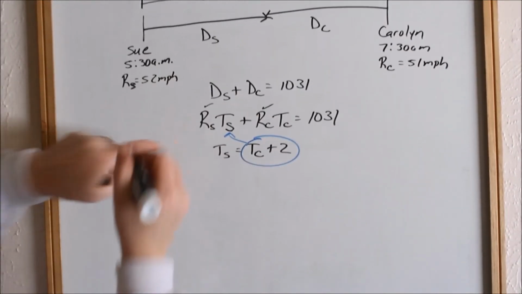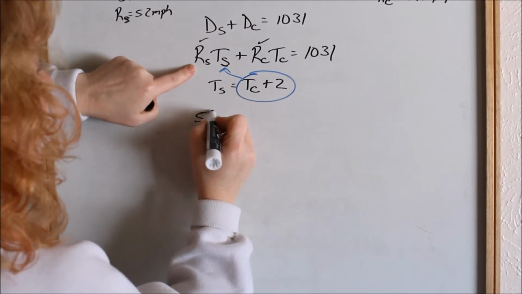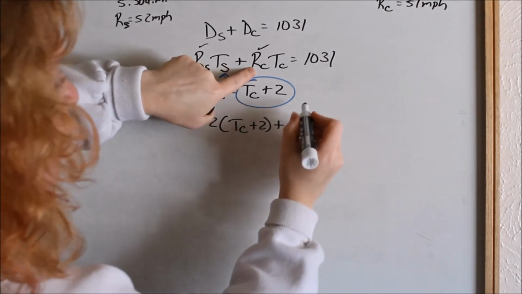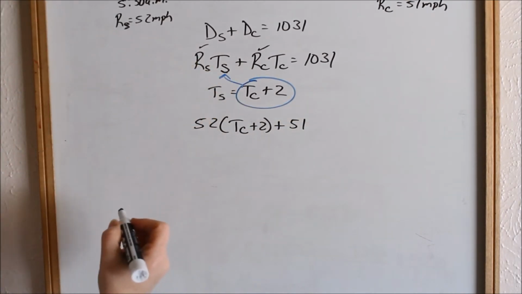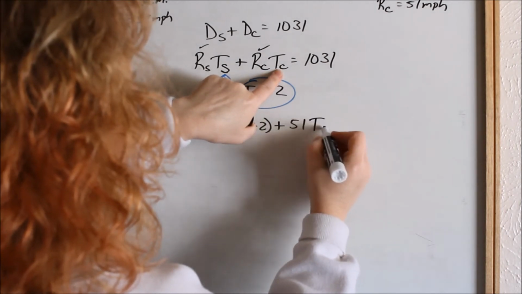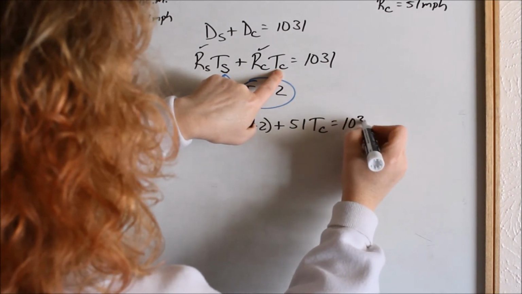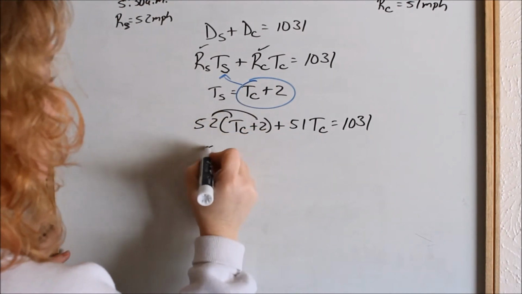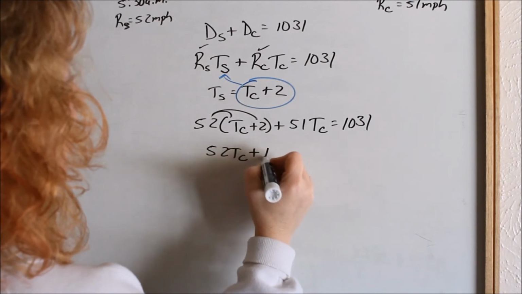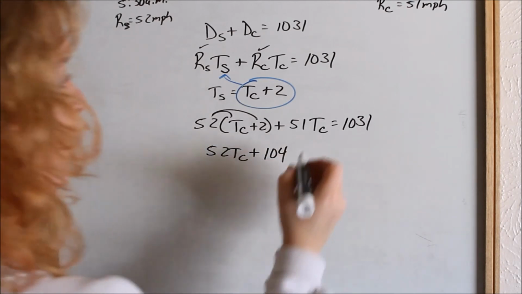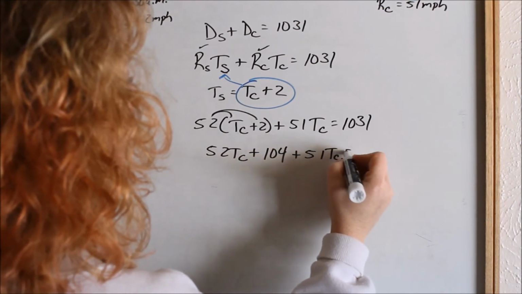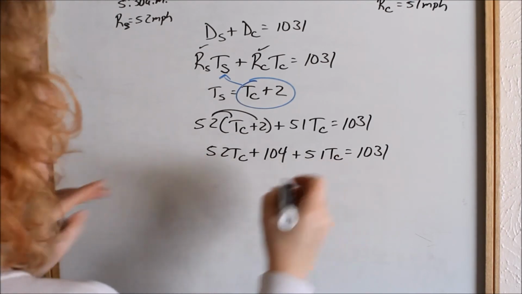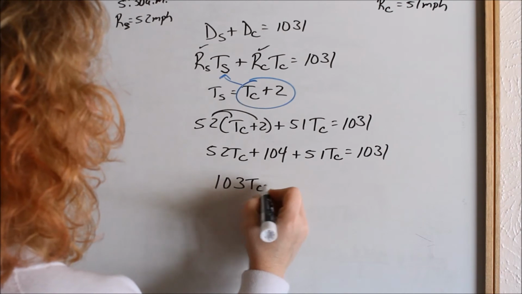So now let's fill in what we know. We know Sue's rate is 52. We're going to use substitution for that. Plus Carolyn's rate is 51. Everything was in miles and hours, so make sure all my units are good. And then we don't know Carolyn's time, so we leave that. Now the only unknown we have is TC, and that's good. We only want to be left with one unknown. So we can distribute that. 52 times 2, 104, plus 51 TC equals 1,031. Combine our like terms: 52 of these plus 51 of these is 103 of these.